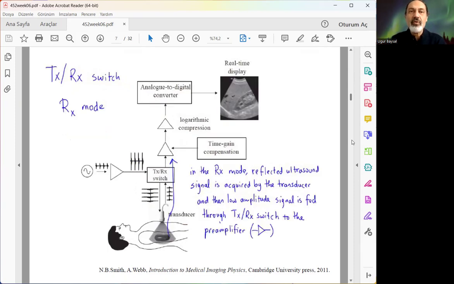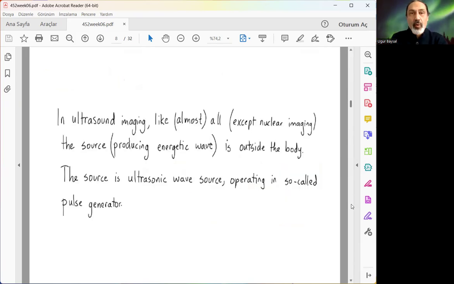So this is the signal path of the received pulse from the patient. These blue arrows show the path of the received signal, which is much smaller in amplitude. Therefore, it should be amplified and some other unwanted frequencies should be filtered out. In ultrasound imaging, like almost all imaging techniques, except nuclear imaging that we will see later on, the energy source, producing the actual energetic waves, is outside the body.